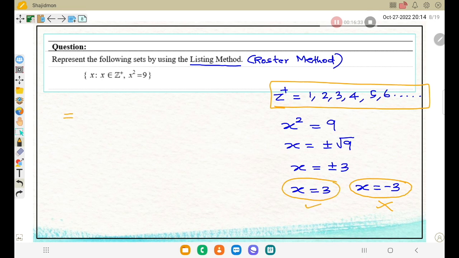So what answer are we writing? Equal to the set {3} here. We only need to take the positive integer. If there is no condition X belongs to Z plus, you can write both numbers, 3 and minus 3. But here the condition is there: X should be a positive integer. X should belong to Z plus. Hope you understood this question.